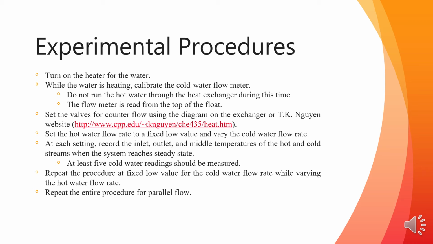And then at each setting, record the inlet, outlet, and middle temperatures of the hot and cold streams when the system reaches steady state. At least 5 cold water readings should be measured. Then you repeat the procedure at a fixed low value for the cold water flow rate while varying the hot water flow rate. Repeat the entire procedure for parallel flow.